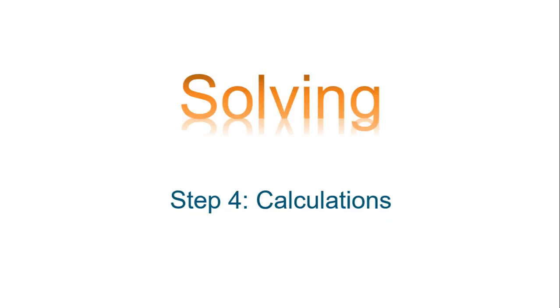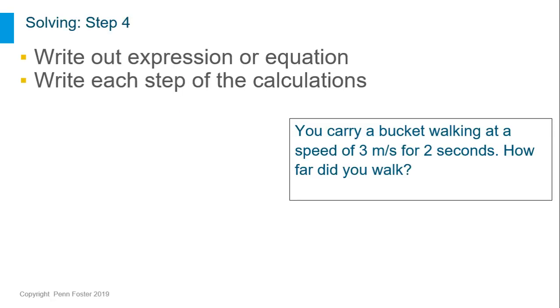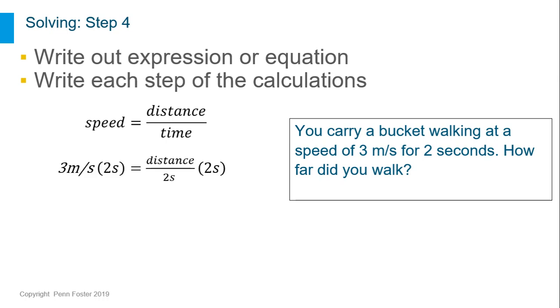Step 4. Calculations. You figured out what to do in the planning stage. Now you just have to do it. Write the expression or equation you are using. If you have a formula, write out the original formula first without changing anything. Then write it again with the numbers from the problem. It is important to write out every step of your calculations.